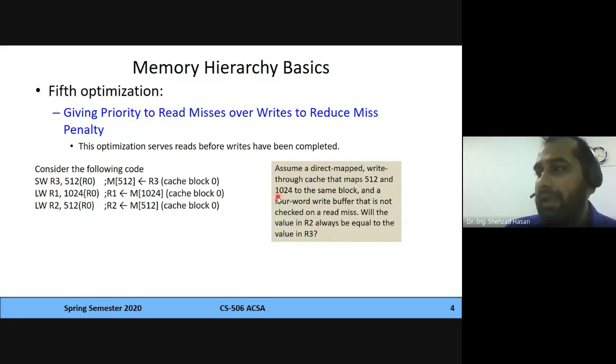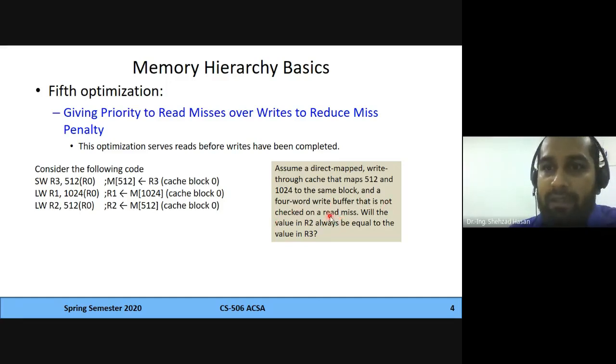So assume a direct map write-through cache that maps 512 and 1024 to the same block. The first thing is that it's a direct map cache. And when you're talking about a direct map cache, a block has just one single line to go to, right? And here we are assuming that both block number 512 and 1024 are mapped to the same line, right? So only one of them can be in the cache. And a four-entry write buffer that is not checked on a read miss.